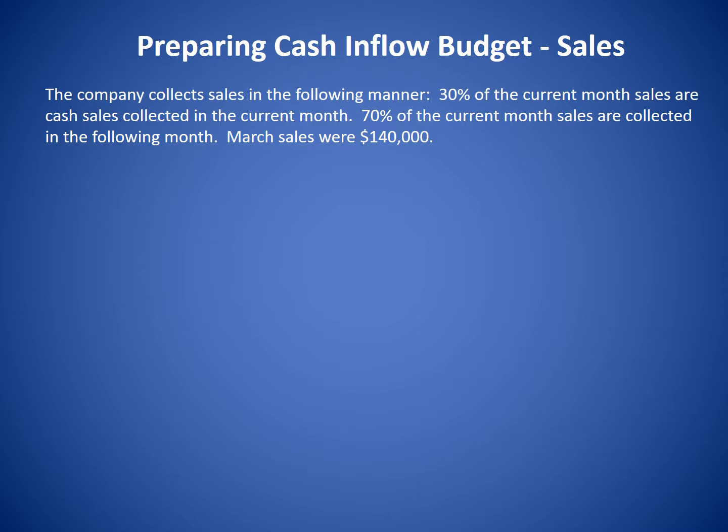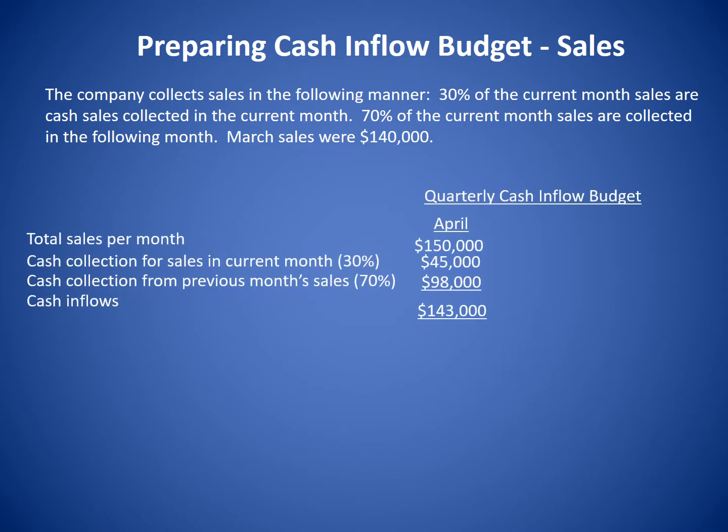Now, based upon all the information that we've garnered from all of our previous slides, we want to prepare a cash inflow budget. For sales, the company collects in the following manner. 30% of our current month sales are cash sales collected in the current month, so that's money coming right in when we sell the product. 70% of the current month sales are collected in the following month, so the majority of our sales are in receivables. The March sales, which we're going to need in our computations, were $140,000. So let's prepare a cash inflow budget.